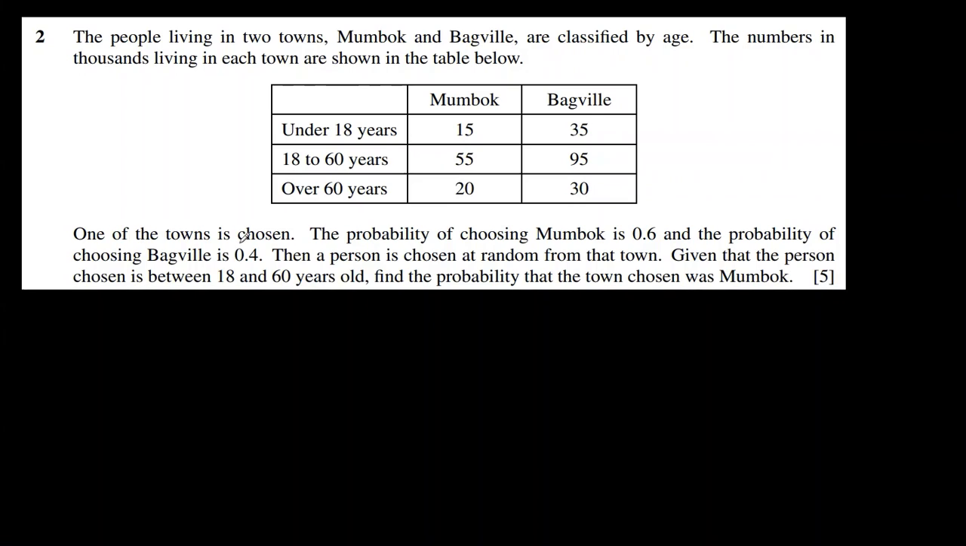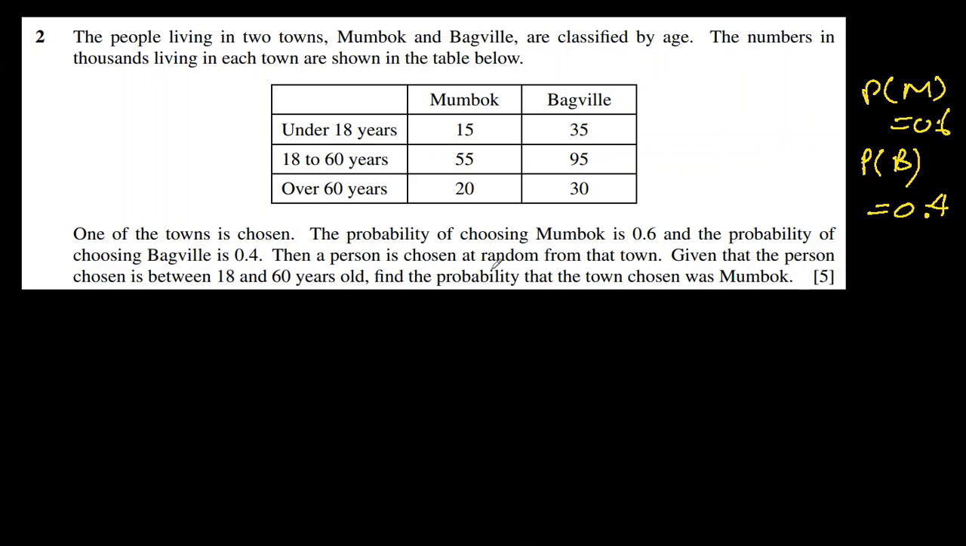One of the towns is chosen. Which one? We don't know. The probability of choosing Mumbok is 0.6. That means the probability of choosing Bagville will be 0.4, and they've given it. There was no need, but yes, because these are only two towns, their sum will be 1.